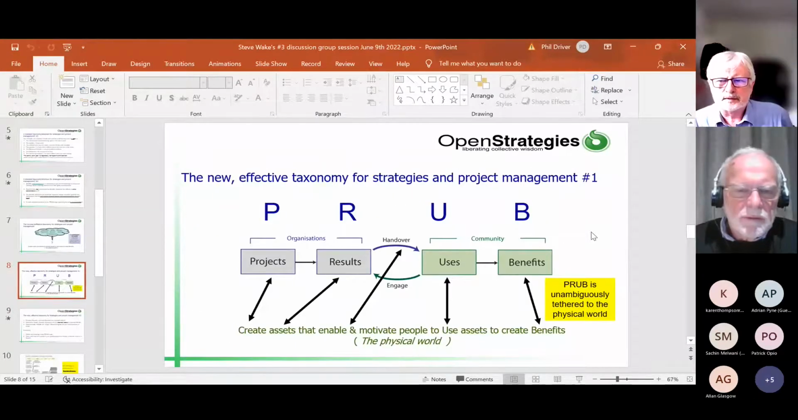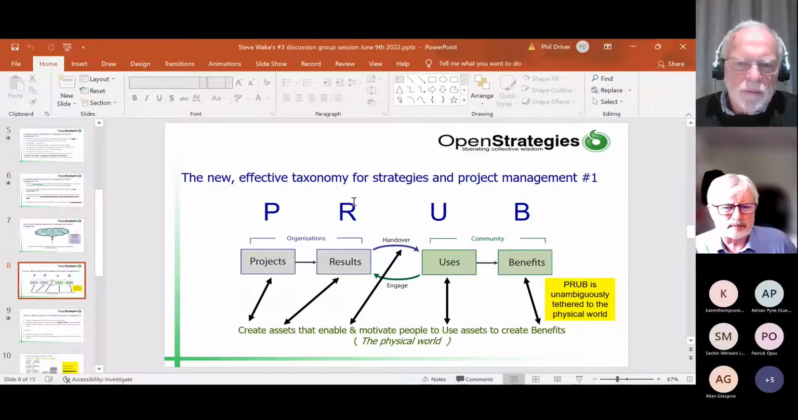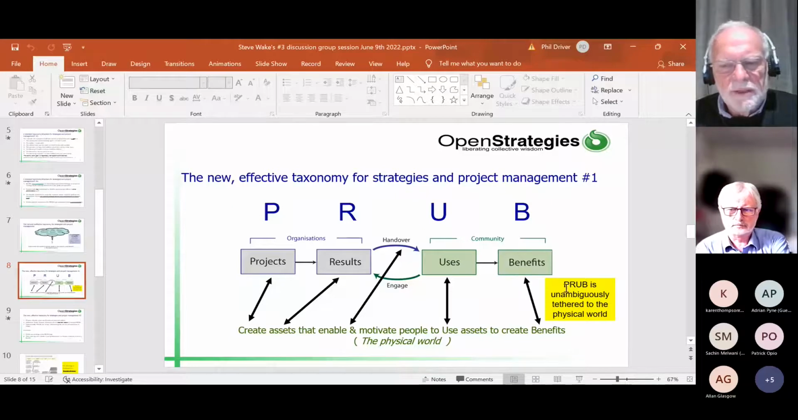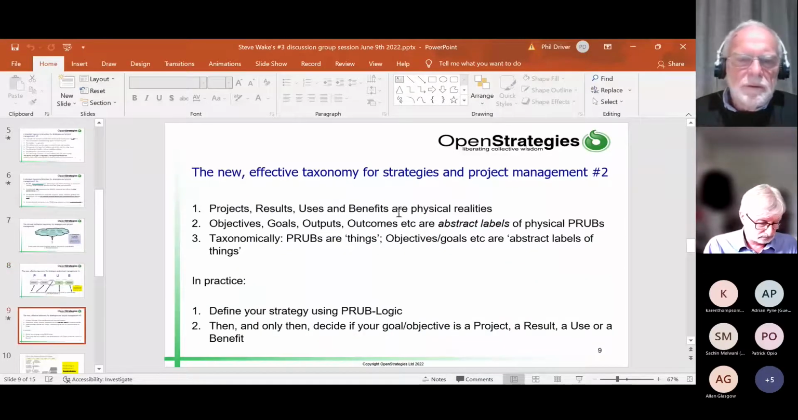Yeah. Okay. So this is, for those of you who haven't seen PRUB before, my emphasis is that project results, uses, and benefits are physical realities. They're tethered to the real world, whereas objectives and goals are abstract descriptors. They're not physical things until they've been tethered to something like a benefit or a use. So project results are physical. The traditional words are abstract labels. So PRUBs are things, objectives and goals are abstract labels.